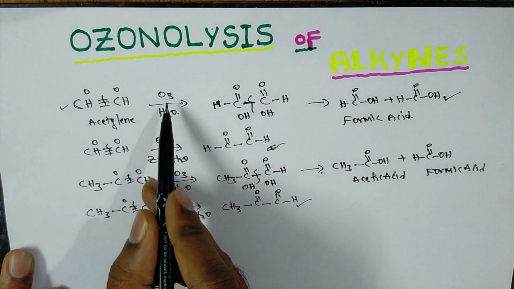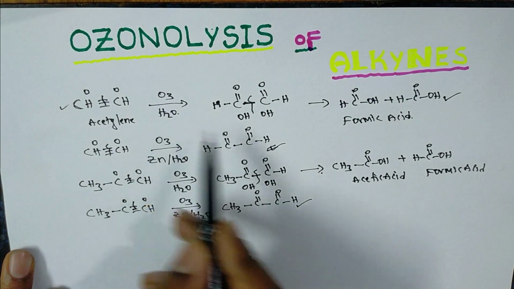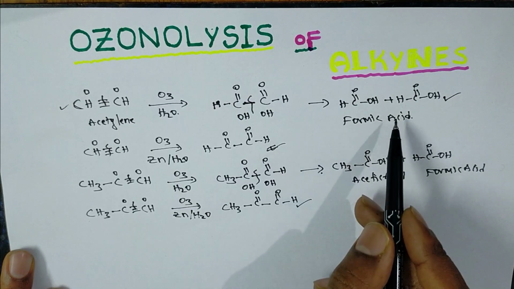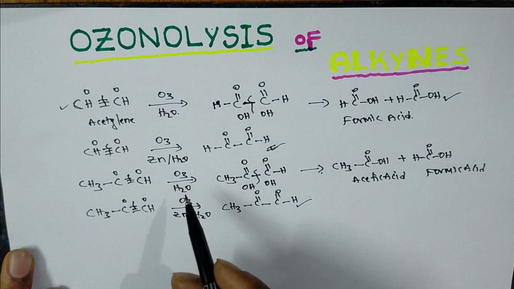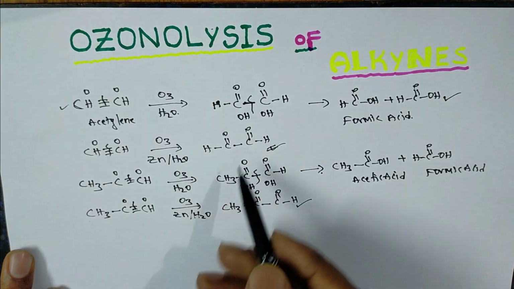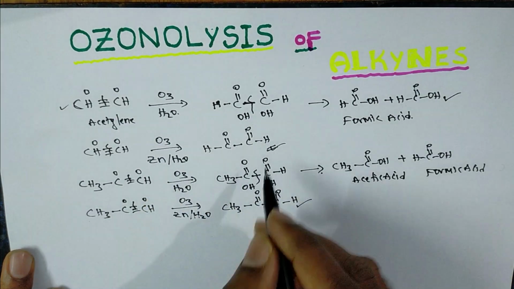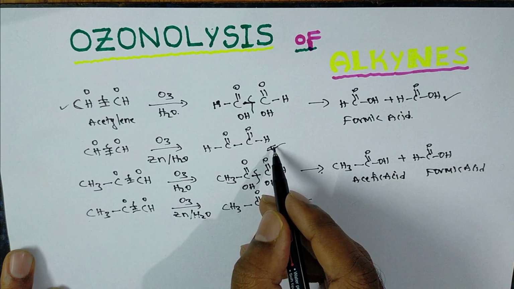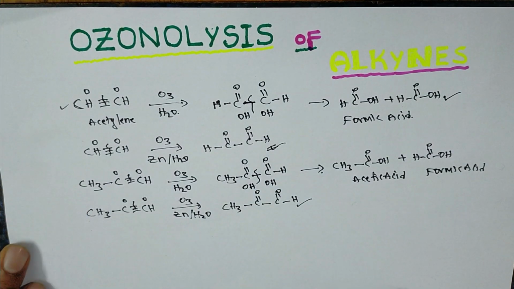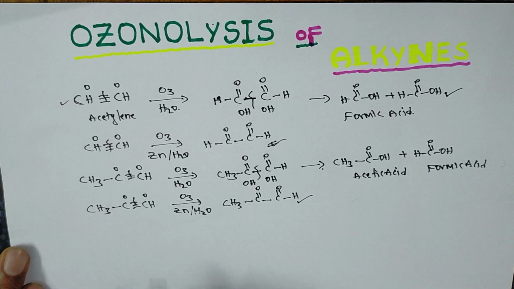So what is the difference when an alkene or alkyne reacts with ozone and water? First of all, carbonyl compounds are formed. These are further oxidized to acids. But whenever we use ozone and zinc in water, the reaction stops at the carbonyl compound stage. Finally, let me repeat the key steps.